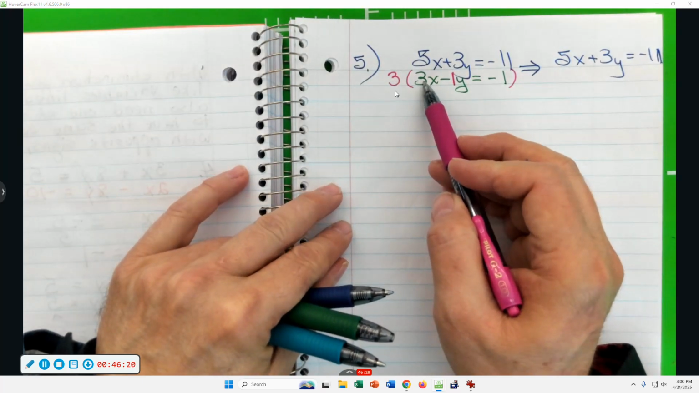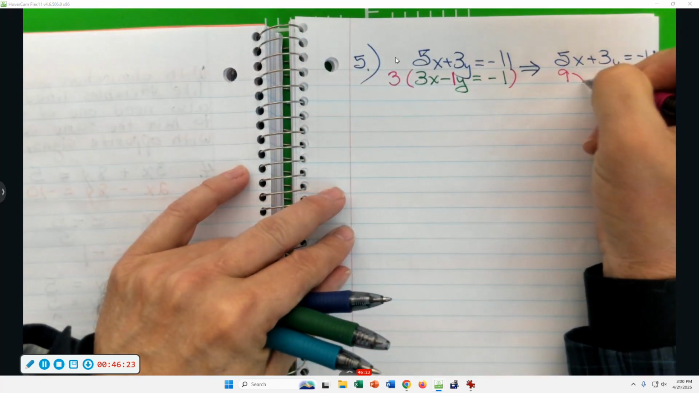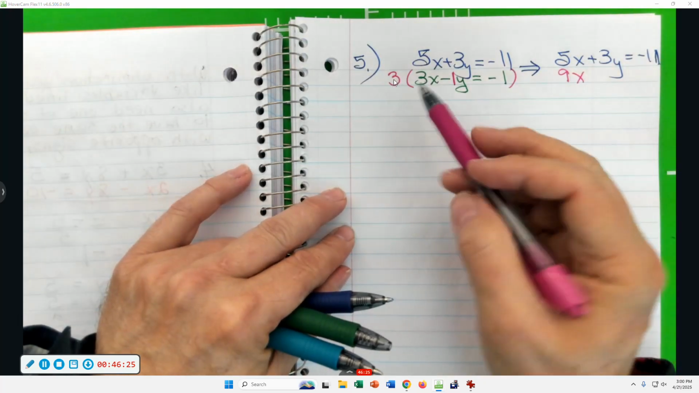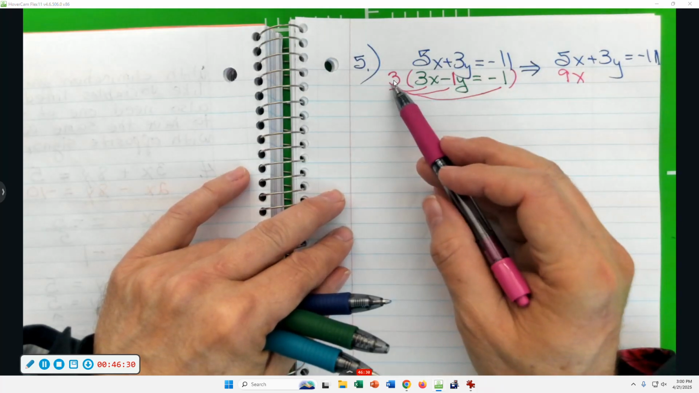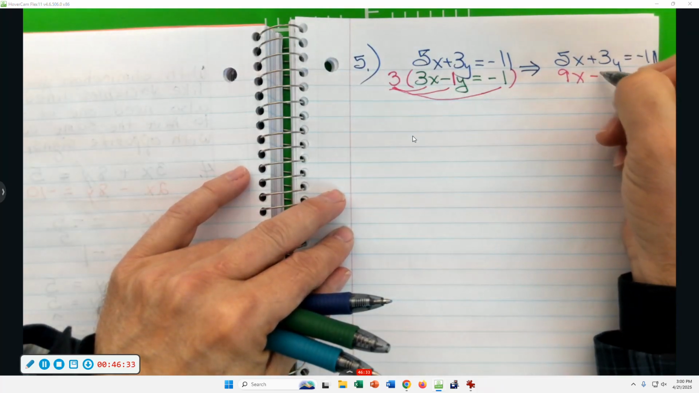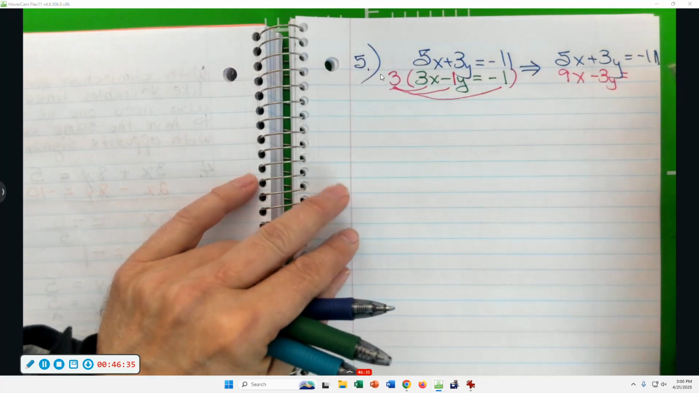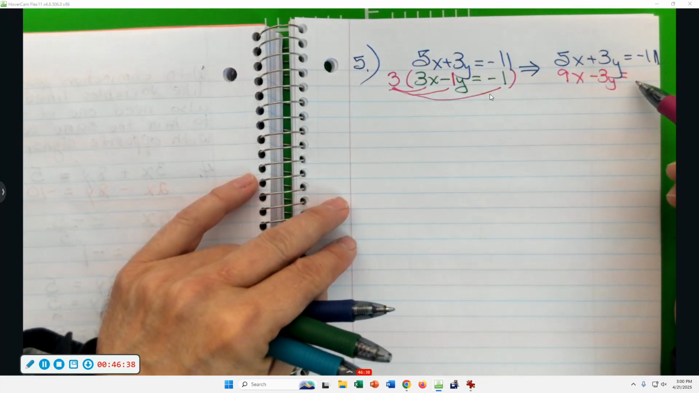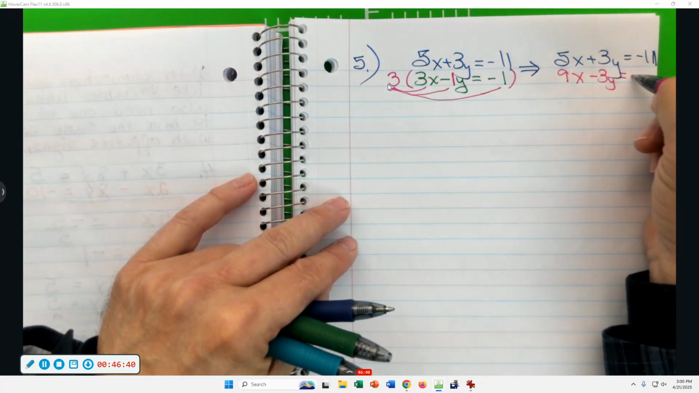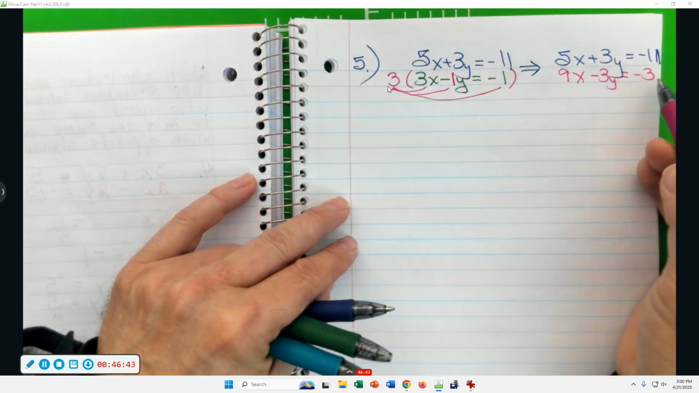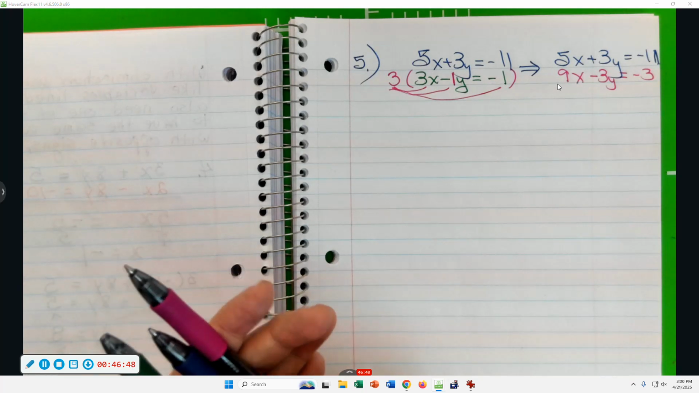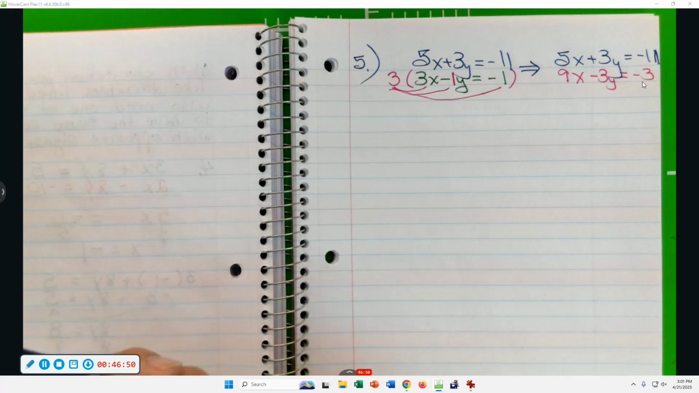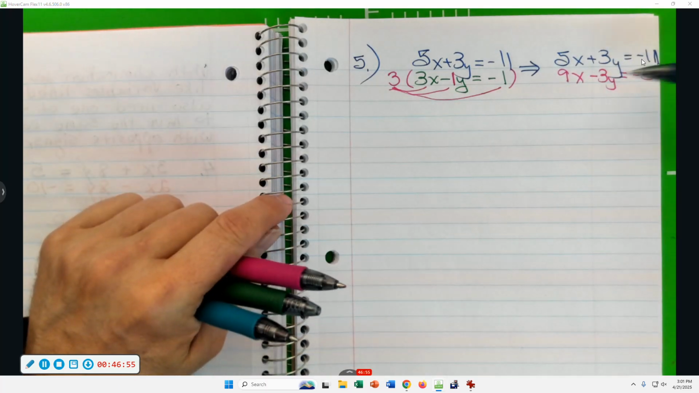3 times 3x will give me a 9x. I'm distributing the 3 there, there, and there. That'll give me a minus 3y. What am I going to have on the right-hand side? -1 times 3 gave me a -3. Like that student said so many years ago, I'm just making it work. I'm making it have like coefficients but opposite signs.